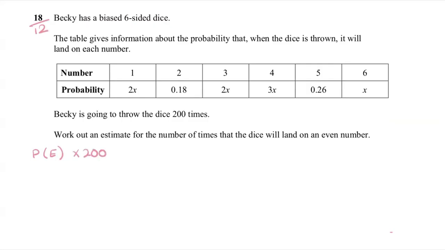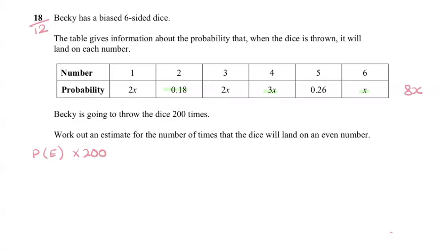If we look at our even numbers, we've got 0.18, but then we've got 3x and an x. So I'm not going to know the probability until I've worked out x. So I've got a question to answer, but in that is a problem to work on. So let's look at our x's. We've got 2 here, 2, 3, and another one here. So we've got a total of 8 x's.